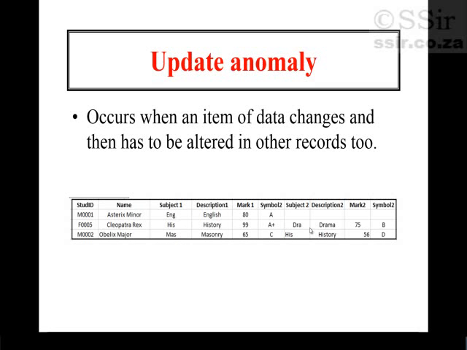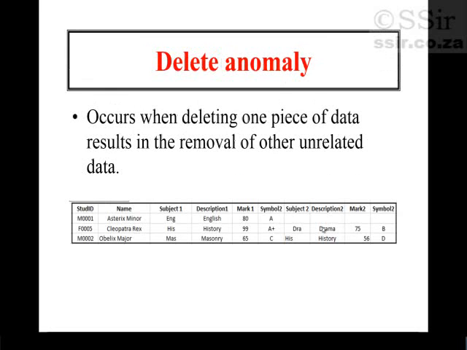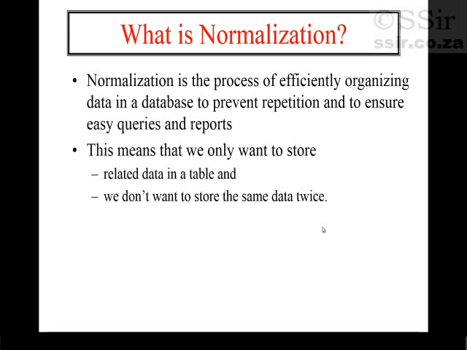Because these are important concepts, I want to go through them again. An update anomaly occurs when an item of data changes and then has to be altered in other records too. An insert anomaly happens when we cannot merely add new data because the structure of the database prevents us. So in this case, the example I gave was if we wanted to add a subject such as AP Maths, I would have to add students as well. And then we spoke about a delete anomaly, which occurs when deleting one piece of data results in the removal of other unrelated data.